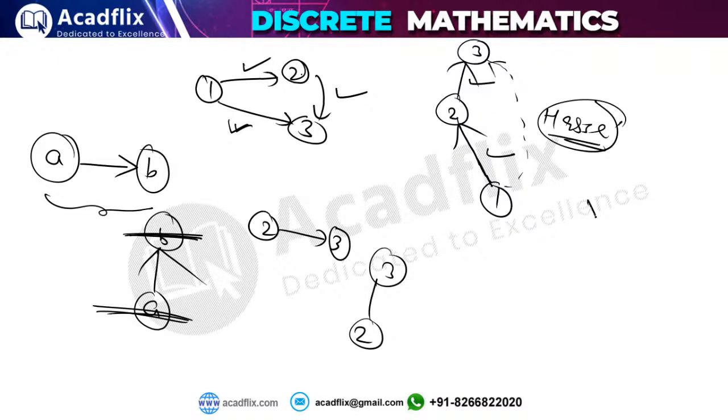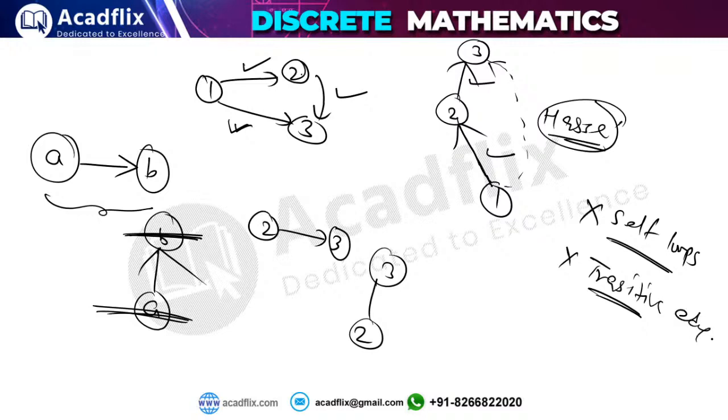Basically, we are not showing self loops, because self loops are present in every partial order relation anyway. We are not showing transitive edges either, because every partial order relation is transitive. These self loops are implicit, meaning they are present but we are not showing them. Similarly, these transitive edges are also implicit, meaning they are present but we are not showing them.